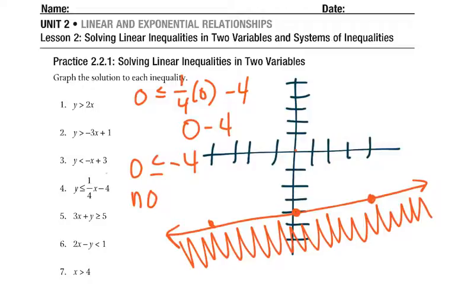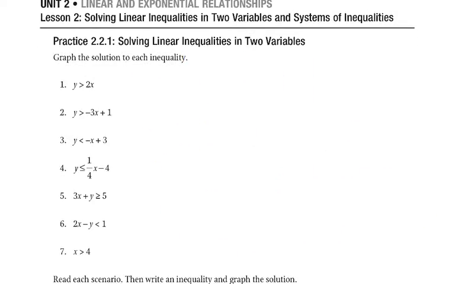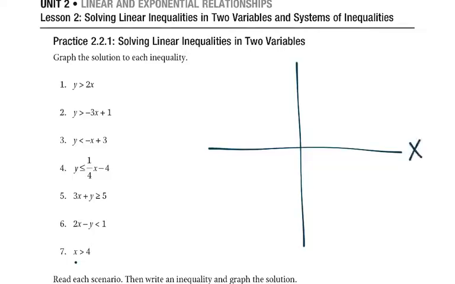Alright, now 3 and 6 and 7 are a little different, aren't they? Let's tackle 7 first. The thing you should notice with 7, there's no y value. If they only have one variable, go to that variable. The x-axis is the horizontal. We go to positive 4. It's going to be a vertical line. There's no equal to, so it's a dotted vertical line at x equals 4.